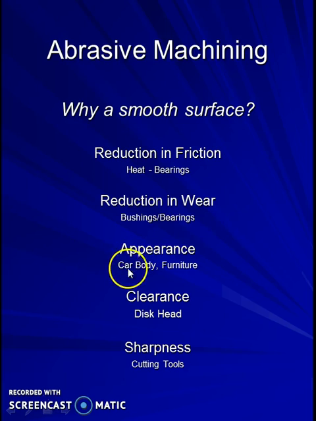Next, appearance. For car bodies and furniture, we always expect the surface to be very smooth. Clearance, it is discrete. For example, sharpness: cutting tools, we always need the cutting tools to be very sharp to get smoother, proper cutting on the particular parts.